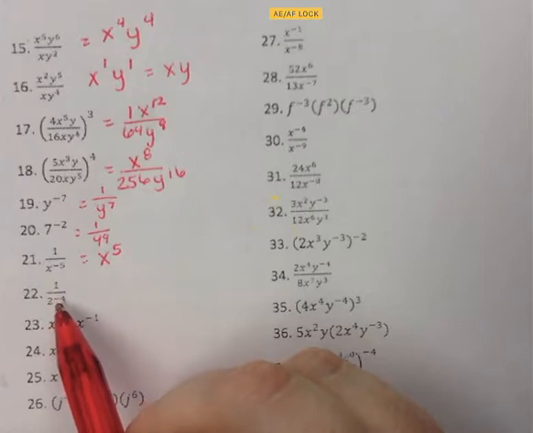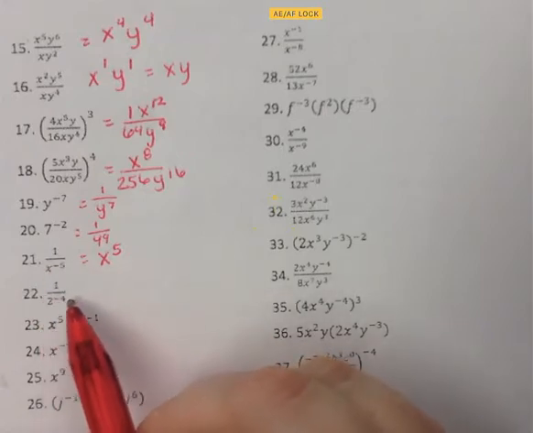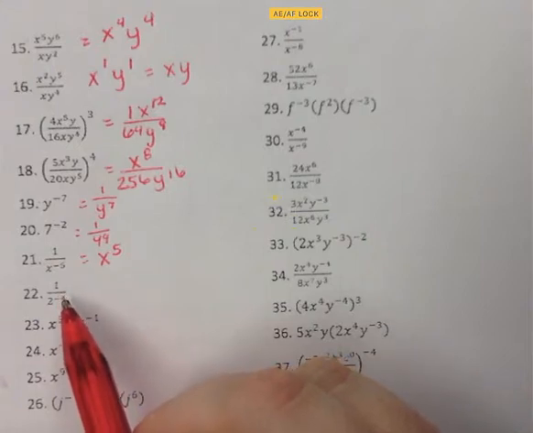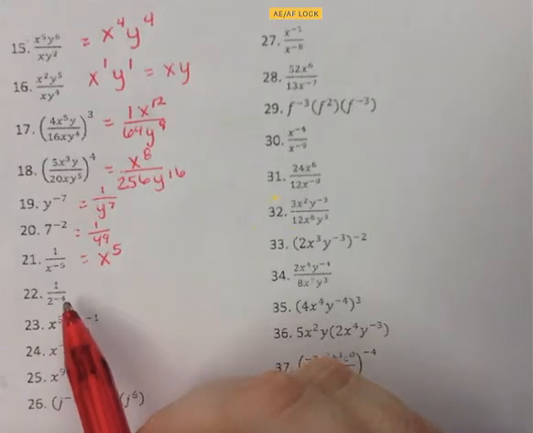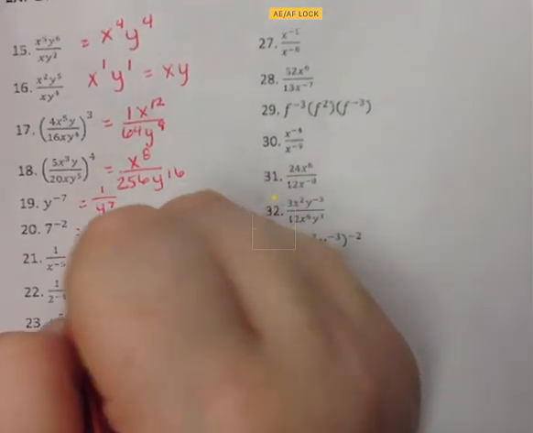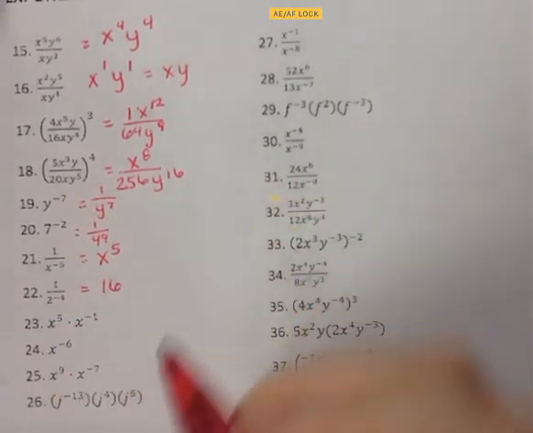On number 22, we're going to do the same thing that we just did here. We're going to take that 2 to the negative 4 and move it to the top. It becomes 2 to the positive 4. Now this is 1 times 2 to the 4th. 2 to the 4th is 16. So it's 1 times 16, which is just equal to 16.